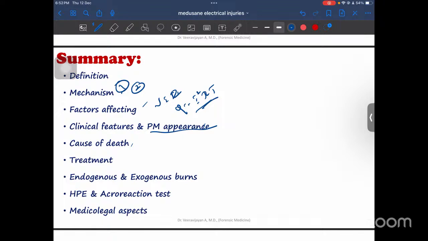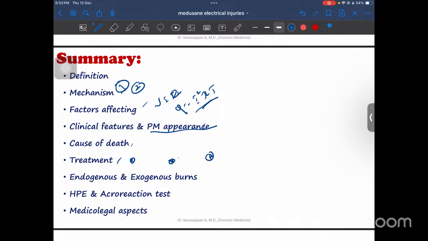In AC current and DC current. Another cause is respiratory muscle paralysis and respiratory sphincter paralysis. That is the brainstem dysfunction. In the treatment aspect, the important things are prolonged CPR, admission, and IV fluids.